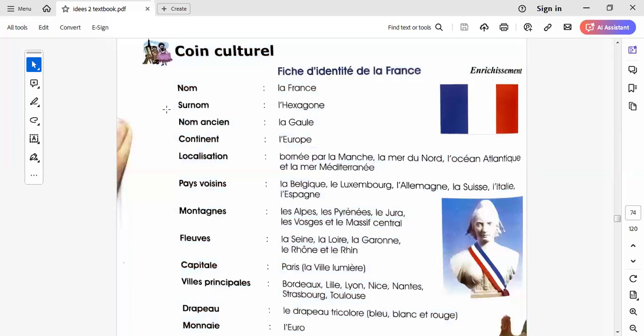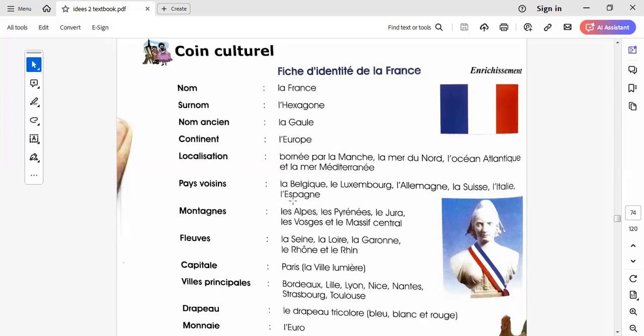La France. Name is the France. Surname or nickname is Lexicon because of its shape. No ancient name, old name is this. La Gaule. Continent, the continent is l'Europe, the Europe. Localisation, the localization of this is Borne par la Manche, bordered by English Channel, la mer du Nord and North Sea, l'Océan Atlantique, the Atlantic Ocean, et la mer Méditerranée and the Mediterranean Sea. It is bordered by these.